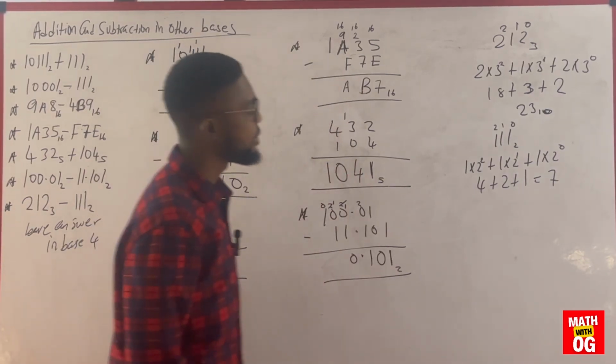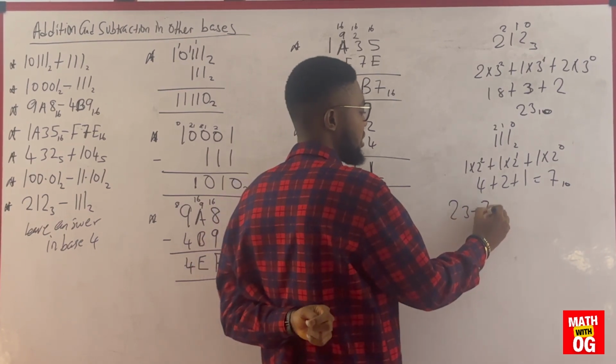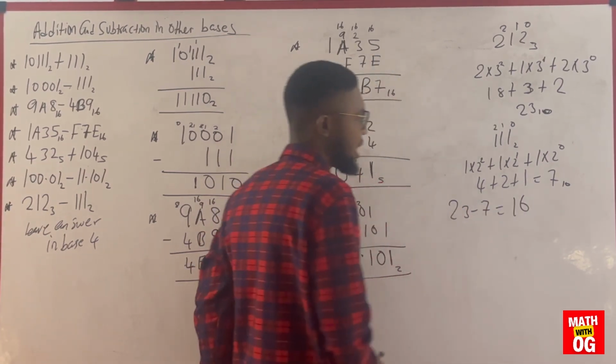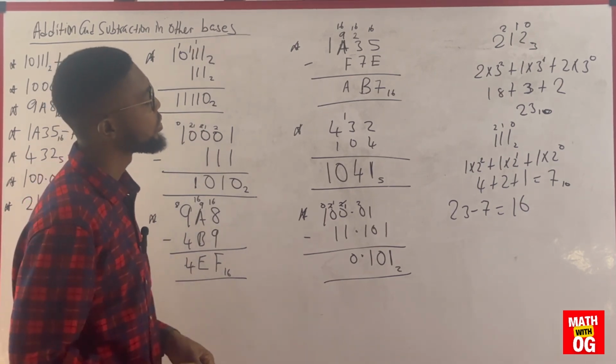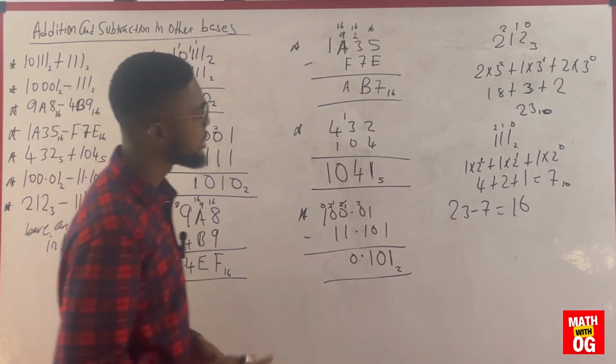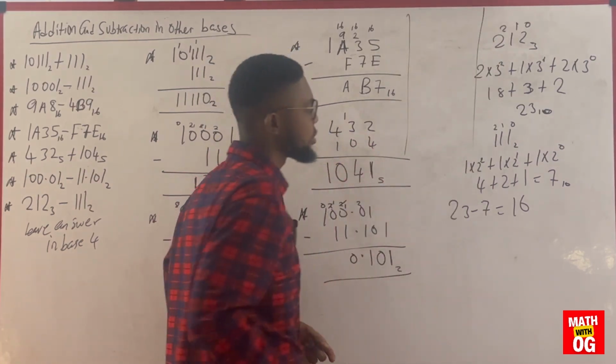So we have 23 in base 10 minus 7 in base 10. What is 23 minus 7? Obviously, the answer is 16. 16 plus 7, okay, yes. So that's 16. Now let's convert 16 to base 4. Let's use this small space here.